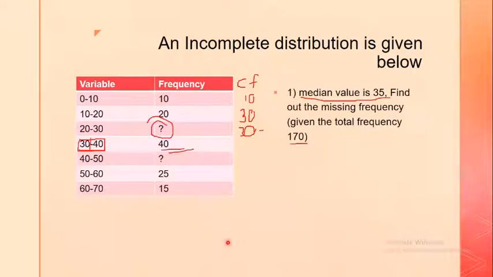Now this is a very important problem. So here in the table you can see that you are given the variable or the classes, and then you are given the frequency, where you can see that there are two missing frequencies. Now again in the question you are provided with the median value, that is 35, and you have to find out the missing frequencies. So you have to find out this and this, and you are given the total frequency. Okay, so I hope you understood the question.